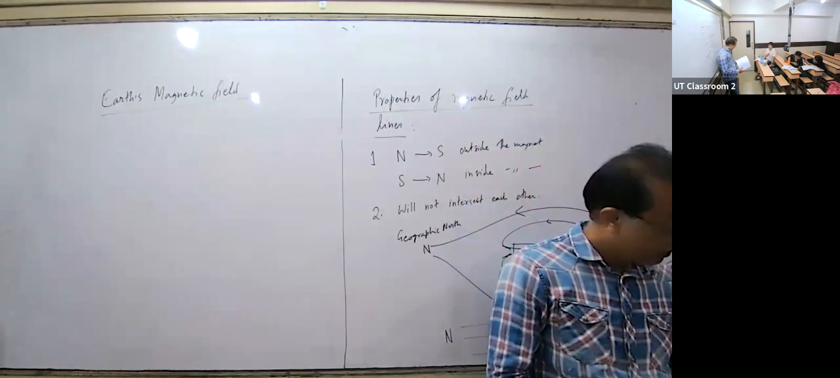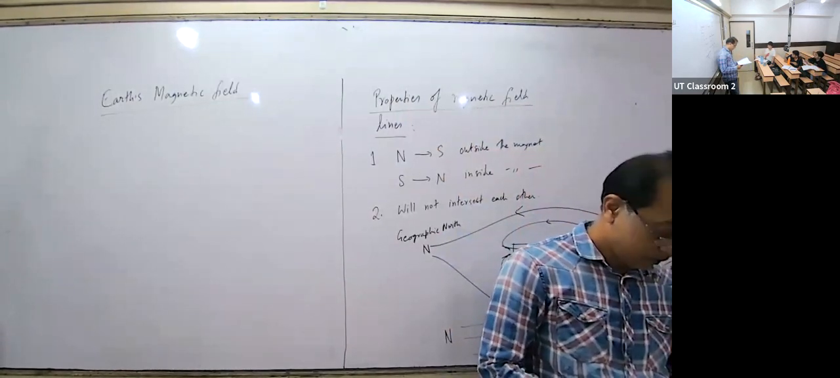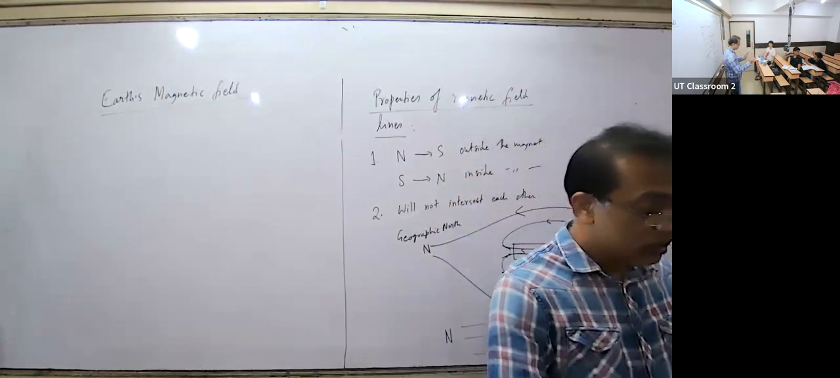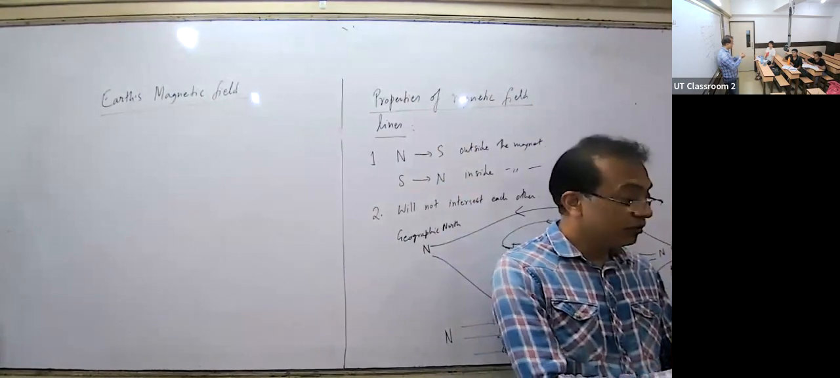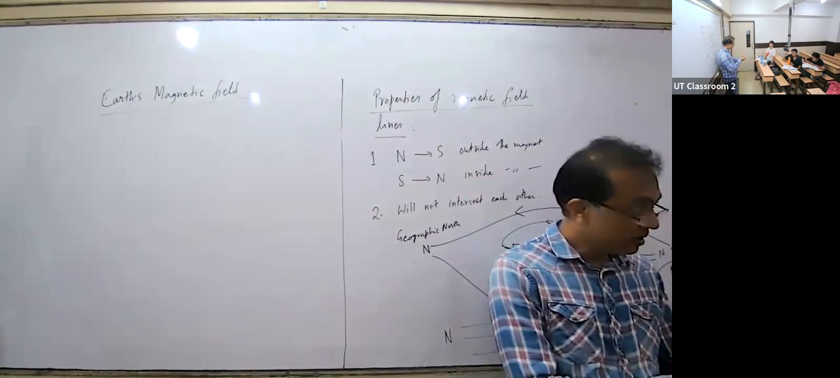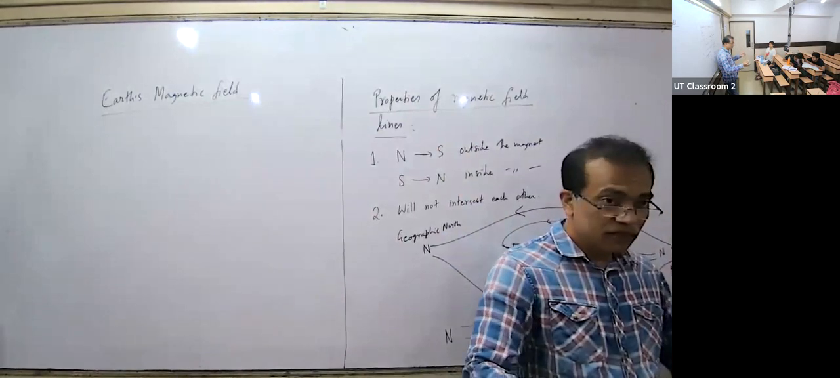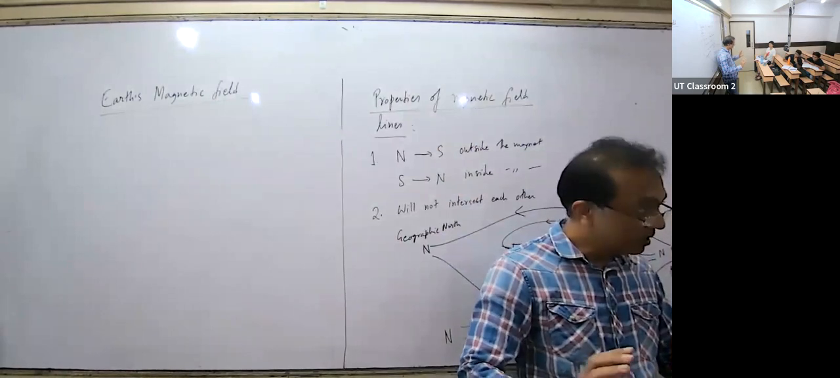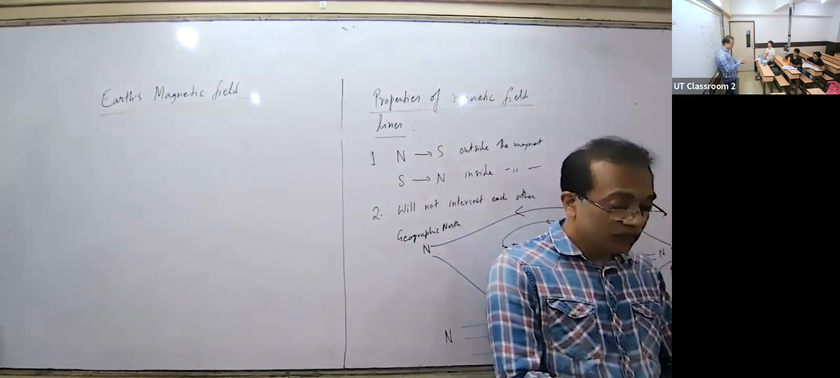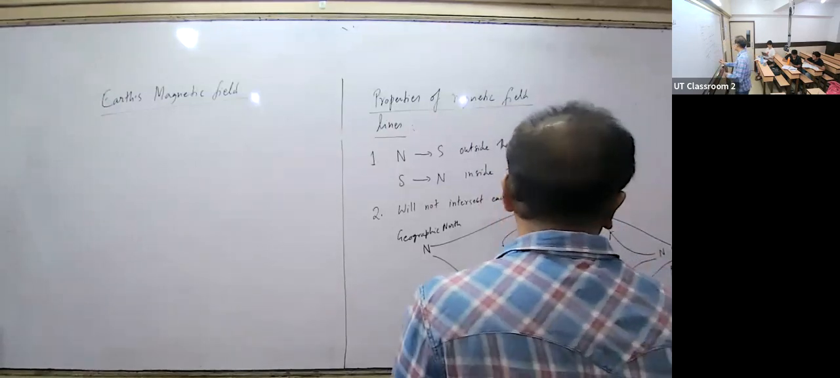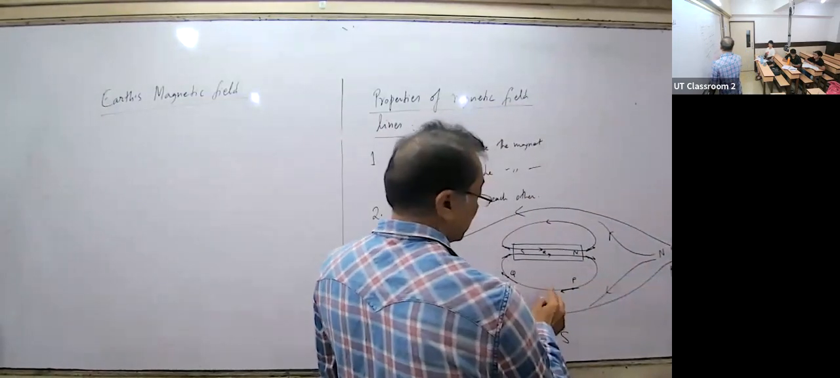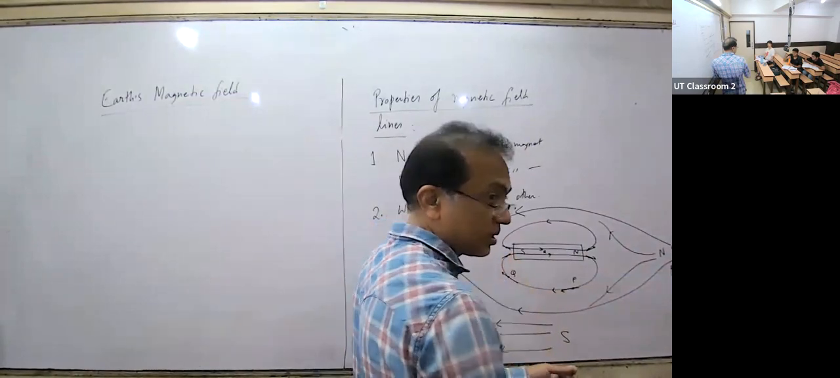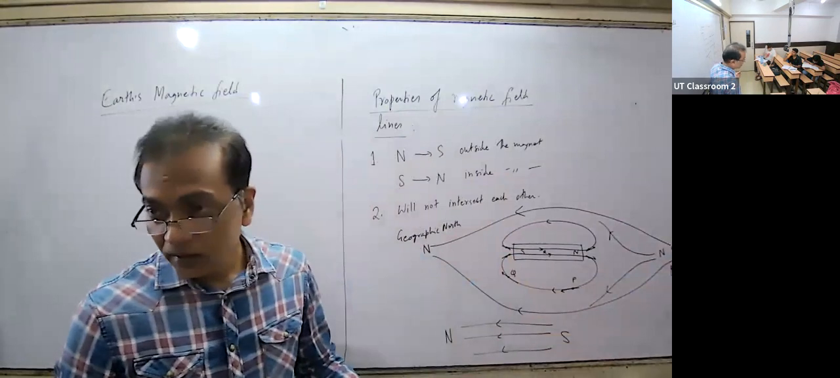Sir, what does it mean that they behave like stretched elastic rubber strings? If you have a rubber string which is not stretched, it has a uniform cross section. Now when you stretch it, what happens? In the middle it will become thinner. So like that, the magnetic field lines over here will be thinner, but out here it becomes thick. It's like a stretched elastic string.